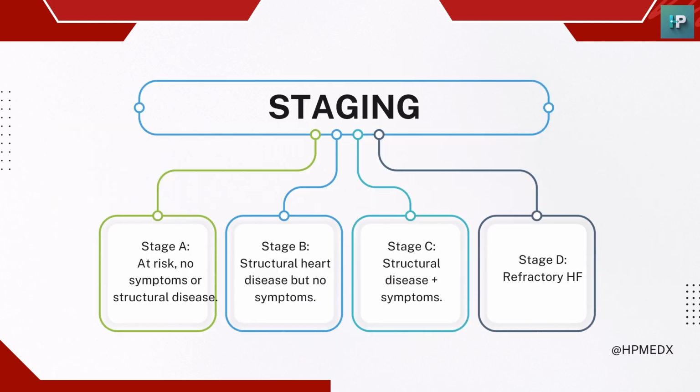And then staging. The staging is divided into A, B, C, D, 4 stages. At first A, here only the risk of heart failure is present and no symptoms and no structural disease. And then the stage B, here there is structural heart disease but no symptoms. And stage C, it is structural heart disease plus symptoms. And at last, stage D, refractory heart failure.